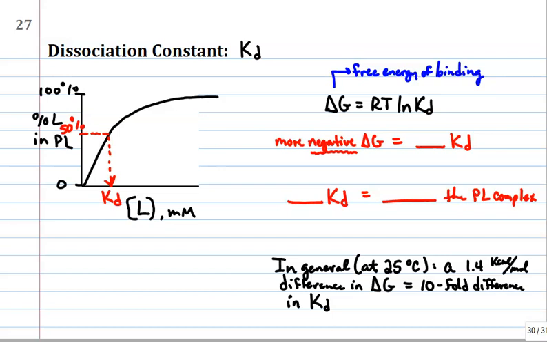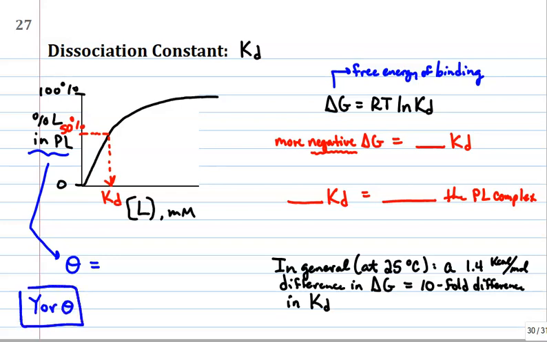That is the formal definition of the binding constant. Now, something else we know, and you may come across this in the textbook or on other sources: this percent ligand in protein ligand complex, you can also plot as fractional binding. We did this with theta with hemoglobin and myoglobin. We had Y or theta, right? It was fractional binding. And so this really is what percent L in protein ligand complex is.